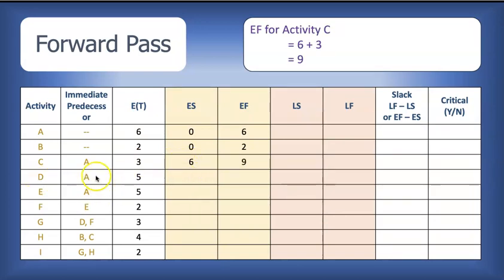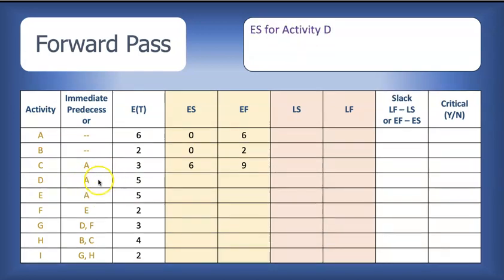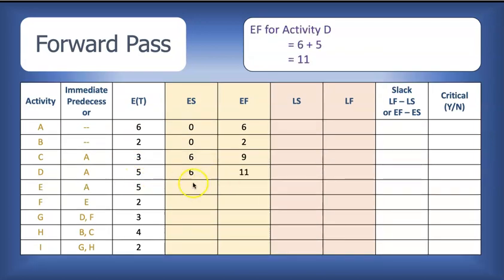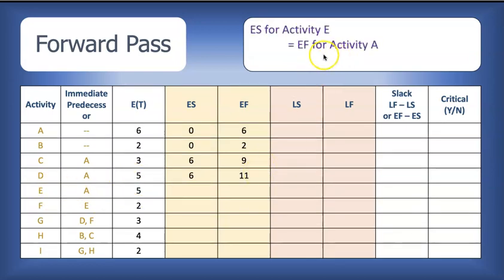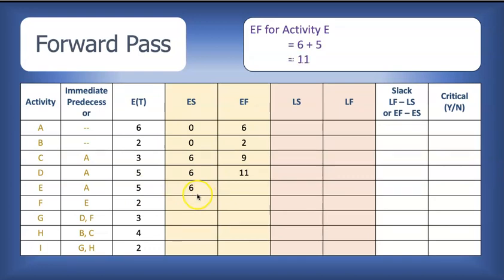Activity D also follows activity A, so the earliest start time for D is the earliest finish time for A. That's when the baton is passed. Then, the earliest finish time for D, we simply say the earliest start time plus the expected time. 6 plus 5 is 11. On to activity E, which follows activity A as well. So the earliest start time for activity E is the earliest finish time for activity A, which is 6. Earliest finish time for E, 6 plus 5, 11.